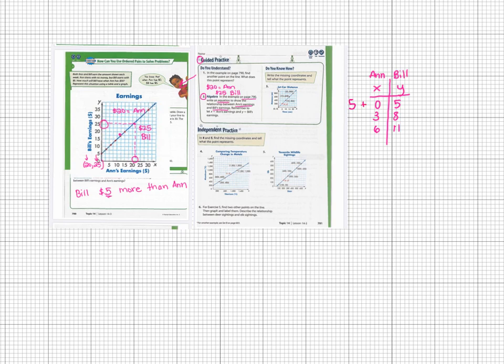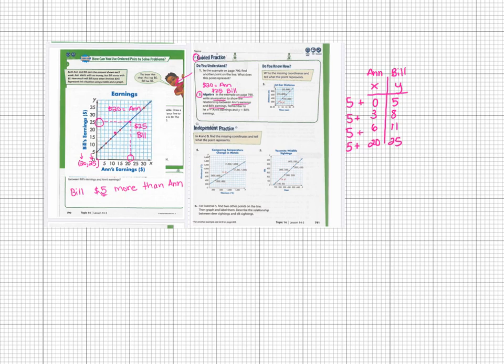So we could go 5 plus 0 is 5. We could go 5 plus 3 is 8. And we could also say 5 plus 6 is 11. And so on down all the values with Ann and Bill. Even with my one that I just got where she had $20 and he had $25, I could still do 5 plus 20 equals 25.